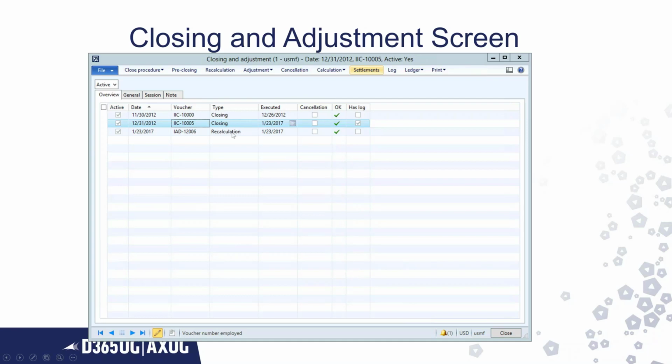So in other words, I can't go backwards from the last inventory close and do another recalculation unless I do what's called a cancellation. I can cancel the closing impact, but I have to cancel the whole thing in order to be able to change anything from that date backwards.